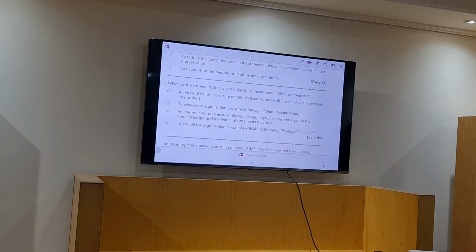I don't understand. Habibi, assets are divided into two: current assets and non-current assets. So fixed asset is one example of non-current asset, one category of non-current asset.